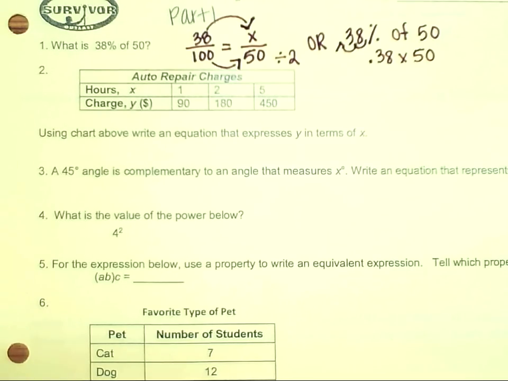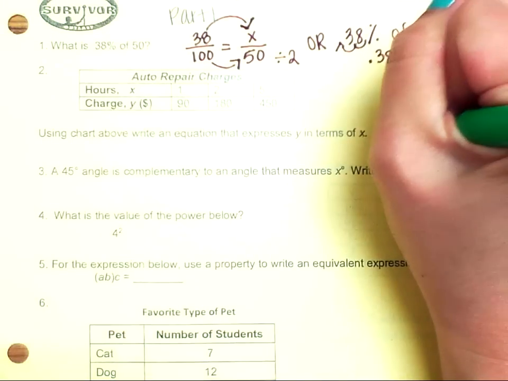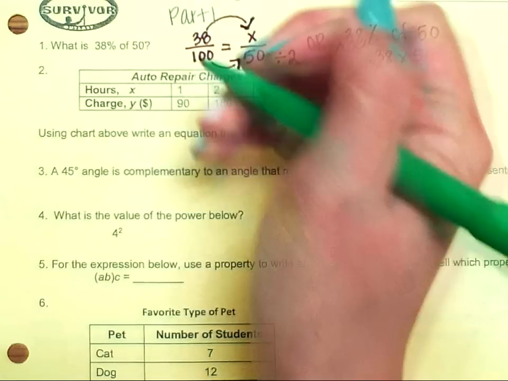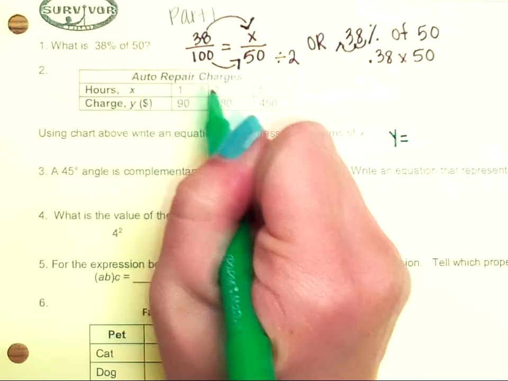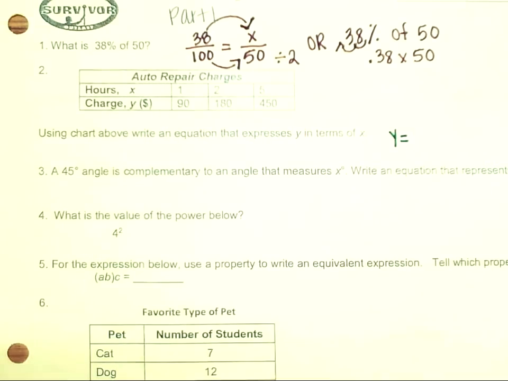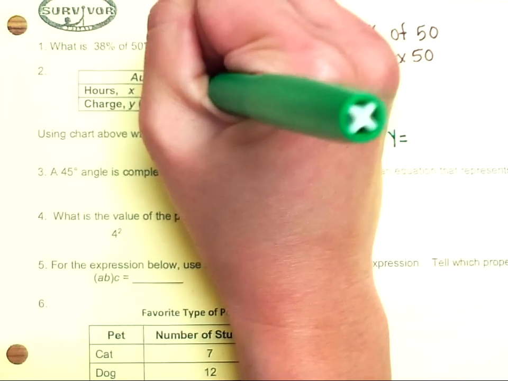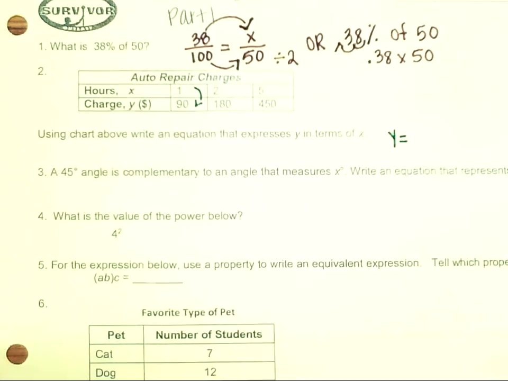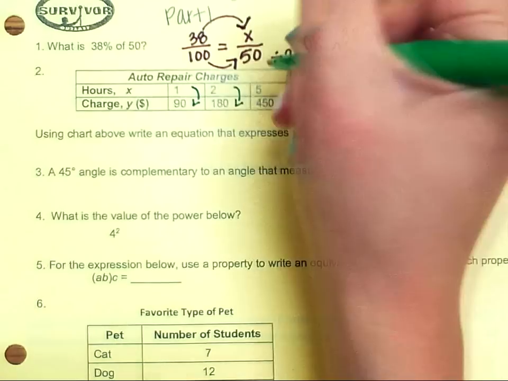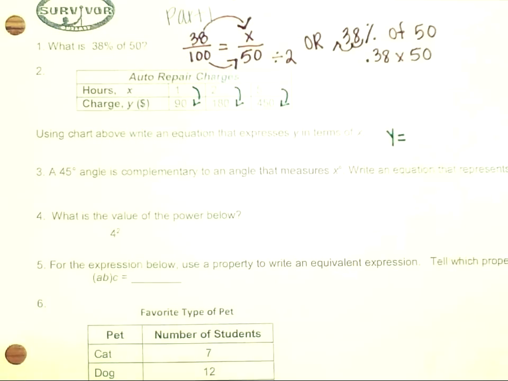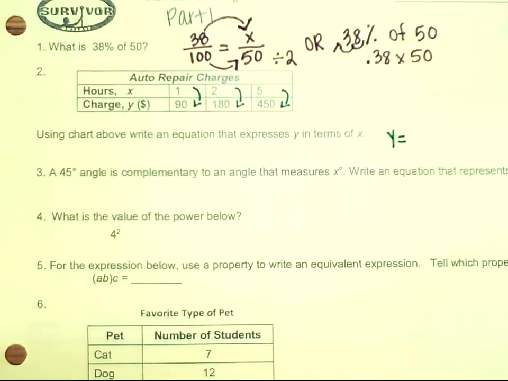Number 2, it says, using the chart above, write an equation that expresses y in terms of x. So you're going to have y equals. So we have to figure out what times x will equal your total, which is y. So what is our pattern? 1 times what equals 90? 2 times what equals 180? 5 times what equals 450?